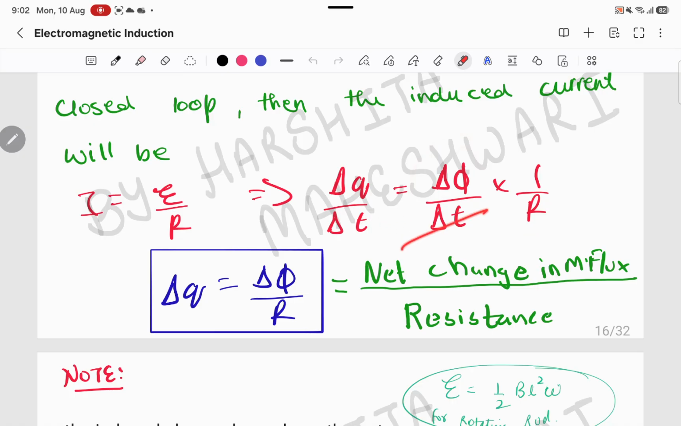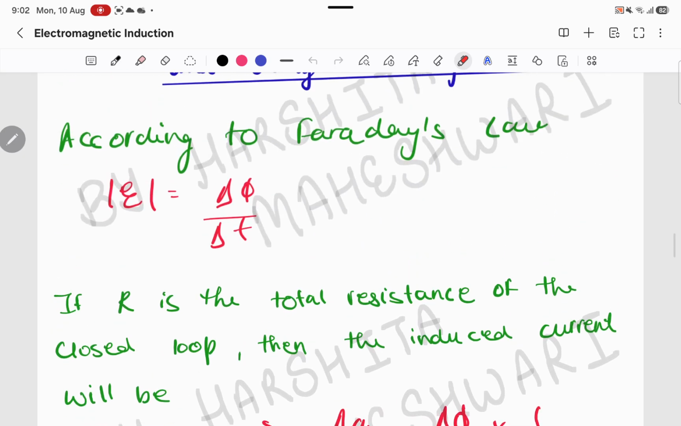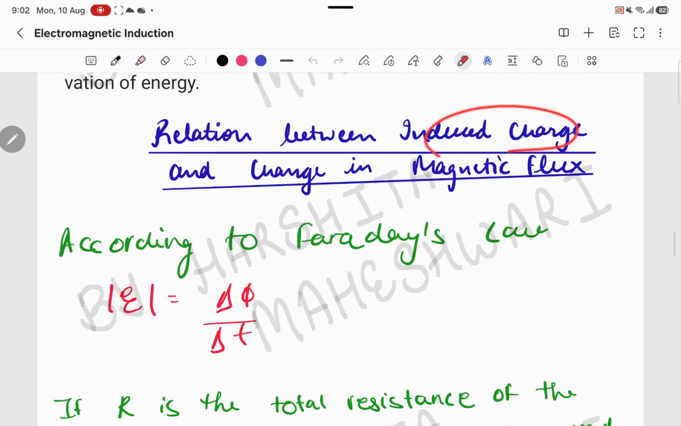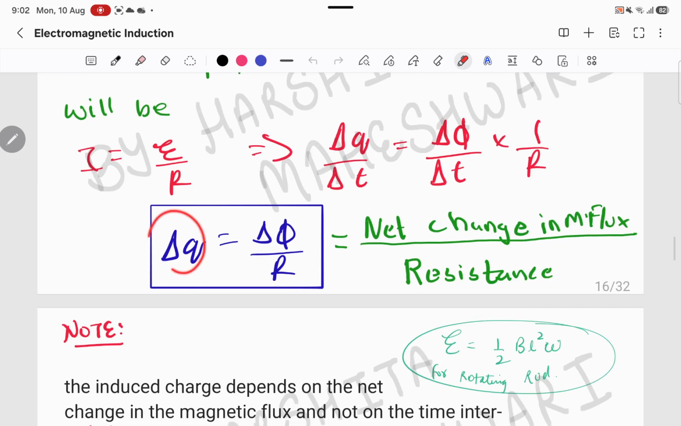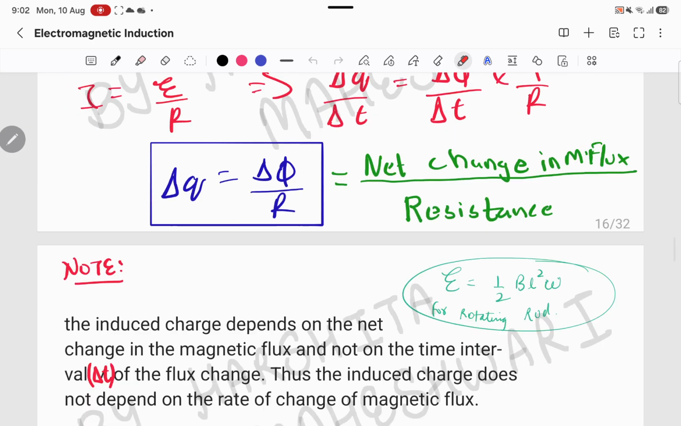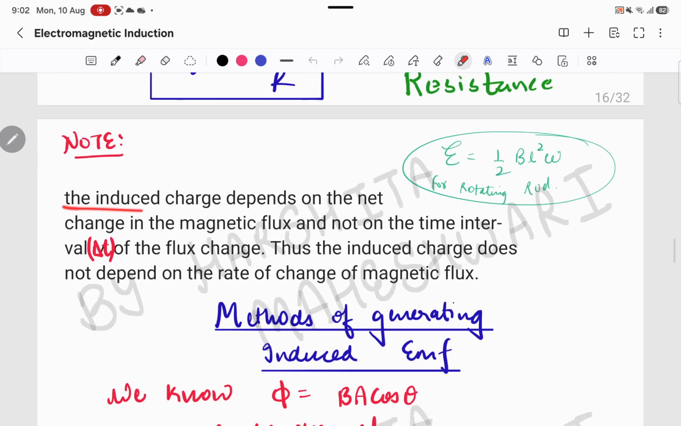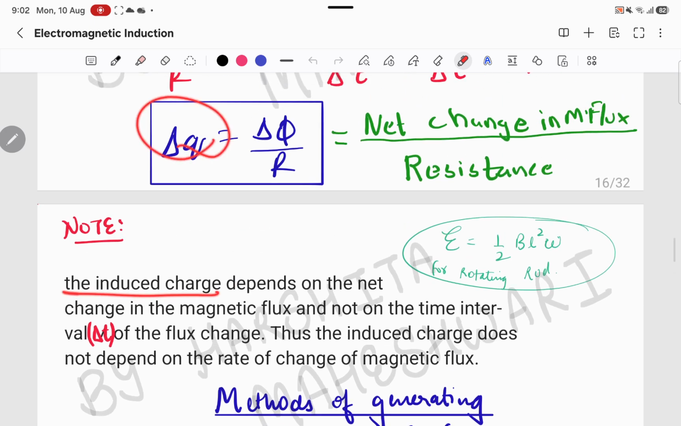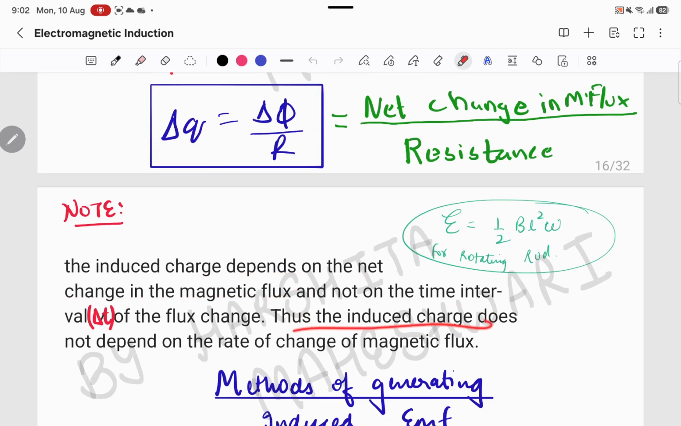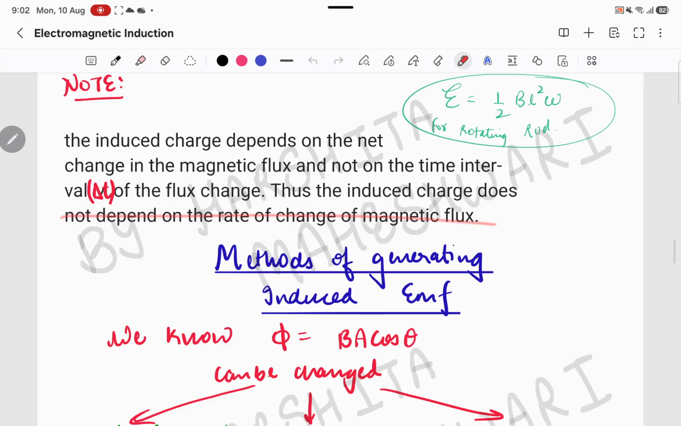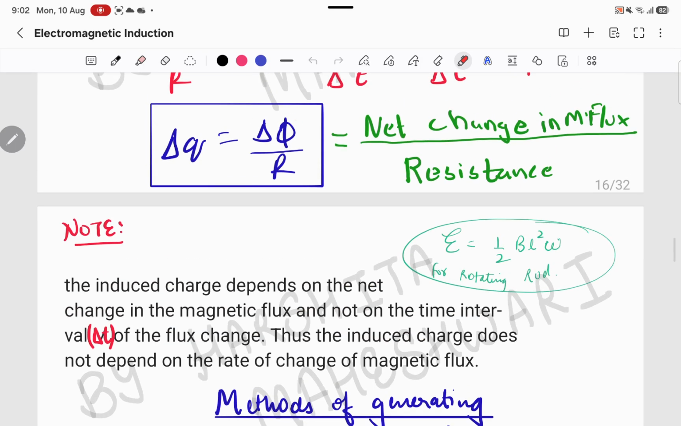So the time terms get cancelled and the change in Q is equal to the change in flux by R. This is the relation we wanted to derive between induced charge and change in magnetic flux. We note that the induced charge depends on the net flux and not on the time value. Thus the induced charge does not depend on the rate of change of magnetic flux. It only depends upon the change in magnetic flux, not the rate. Rate means it is not depending upon the time, right?